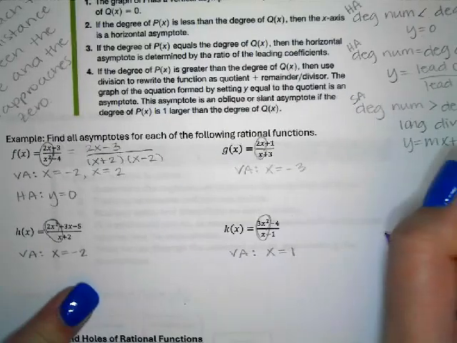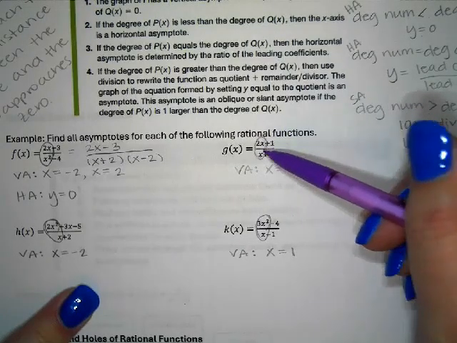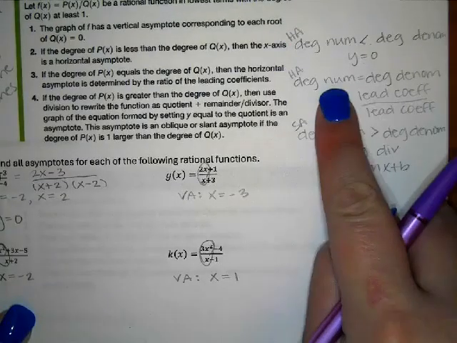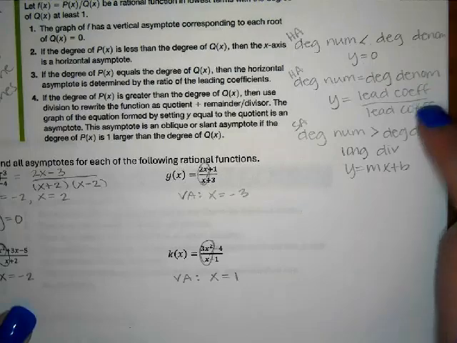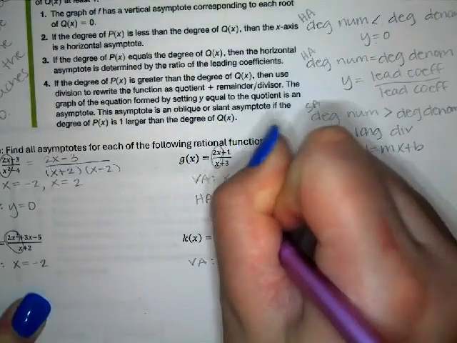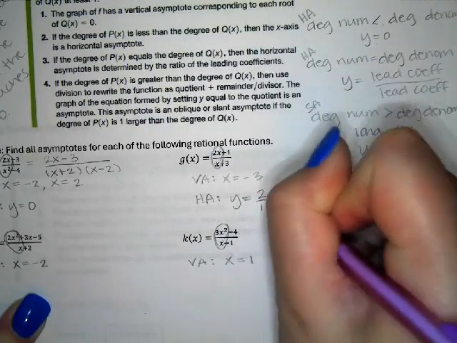All right, next. The degree in the numerator is 1. The degree in the denominator is 1. Those are the same. If the degree in the numerator and the degree in the denominator are equal, divide the leading coefficients. So we have a horizontal asymptote, and we have y equals 2 divided by 1. y equals 2.